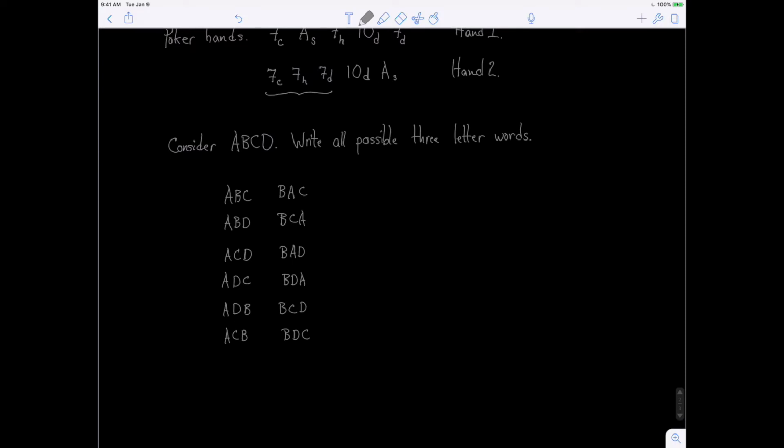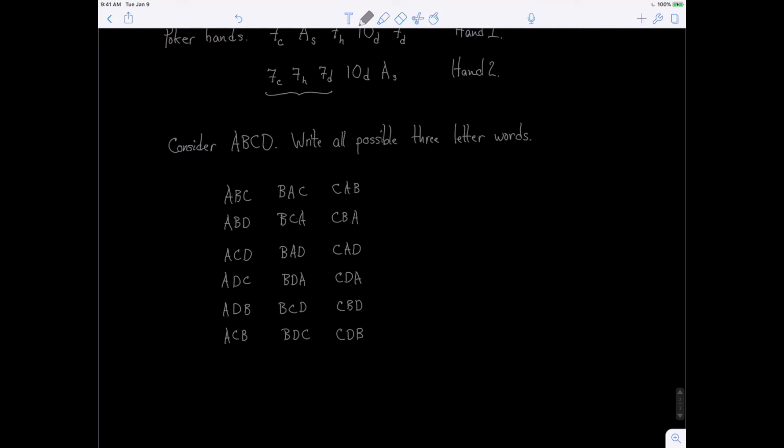Now let's start with the letter C. I could do C, A, B, or C, B, A. And then I could do C, A, D, C, D, A, C, B, D, and C, D, B.